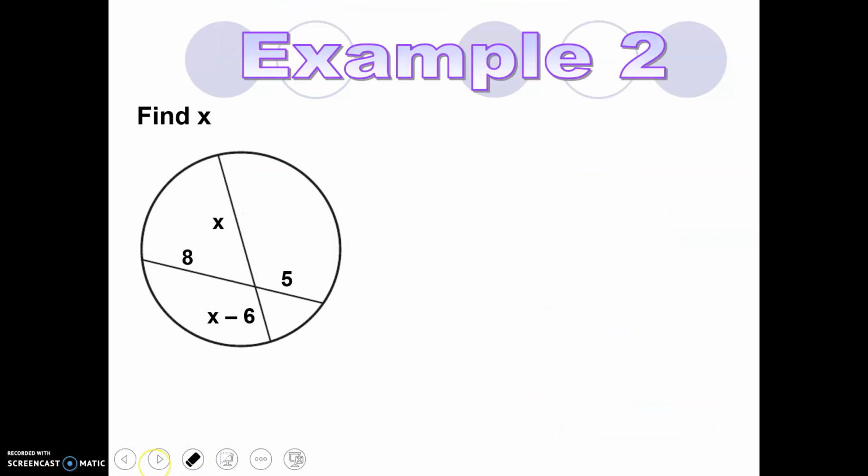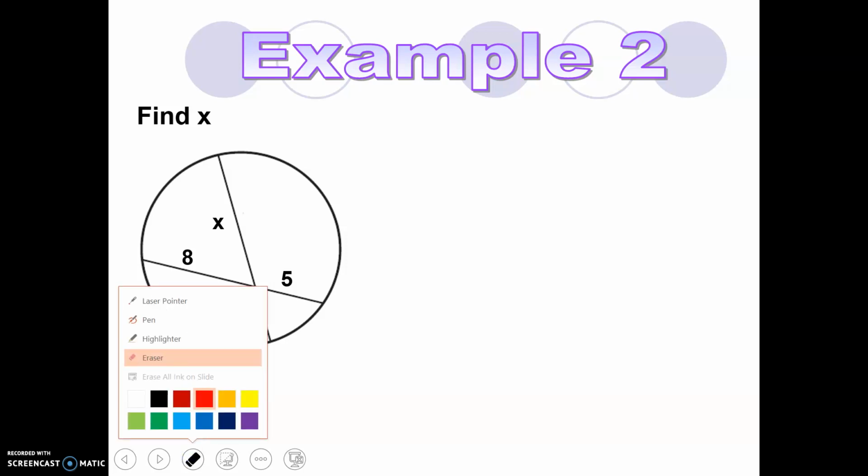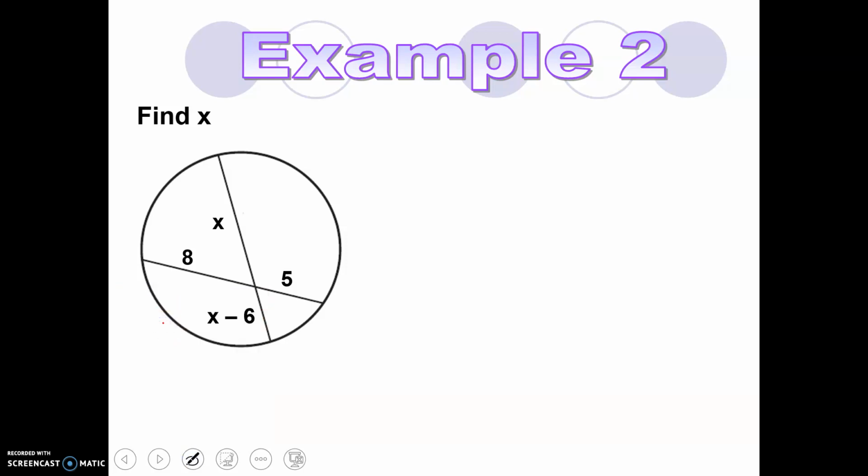All right, moving on. Example number 2. So again, we're going to apply the Segments of Chords Theorem. And this one you're going to notice is a little bit different from the first few problems we've tried out, because this is going to involve some factoring and some things you learned in Algebra 1. So we're going to start off by writing out x times x minus 6.